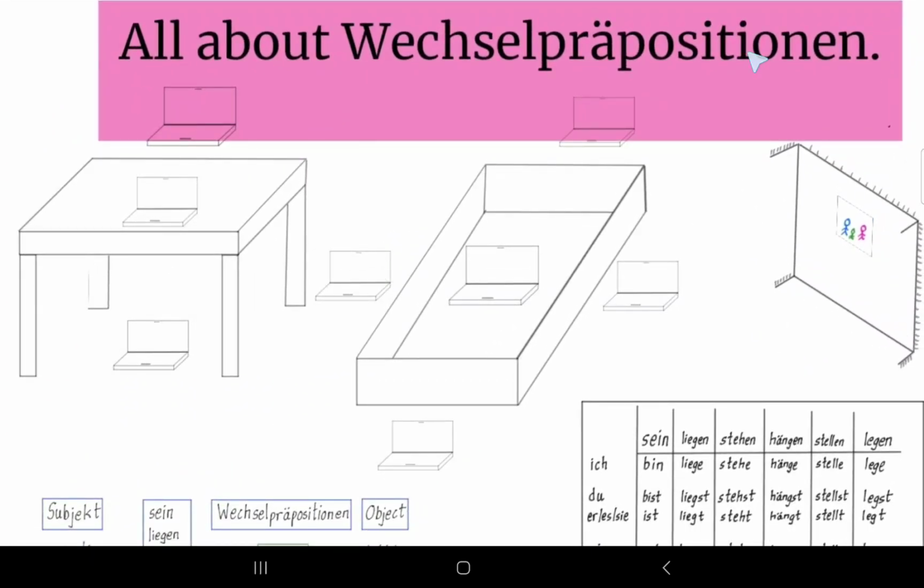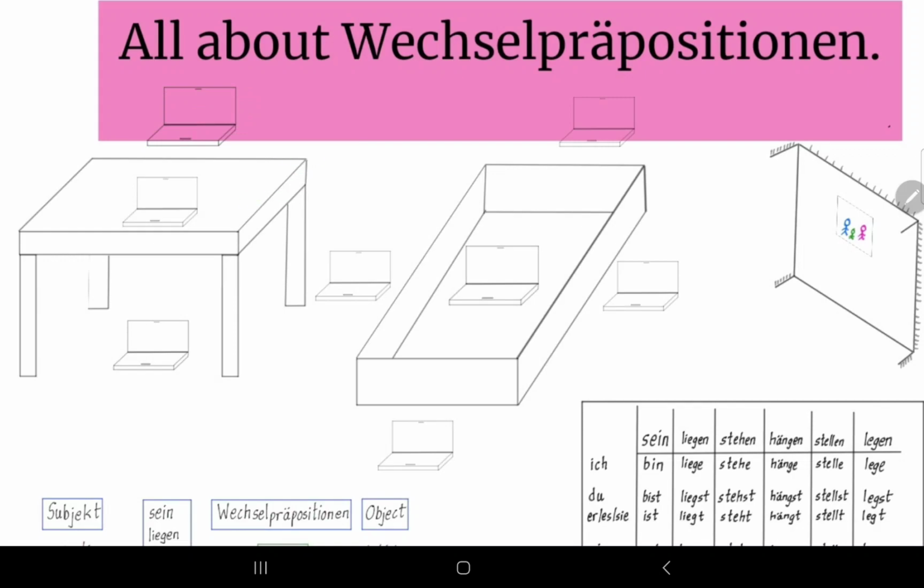I hope my drawing is good enough. Let's say this is a table, any random table, and this is a drawing of a laptop. Here the laptop is beneath the table. Here the laptop is on the surface of the table. Here the laptop is not on the surface, it's just above. There is some gap between them. You're wondering why this is hanging, so just imagine that someone is holding that laptop above the table.